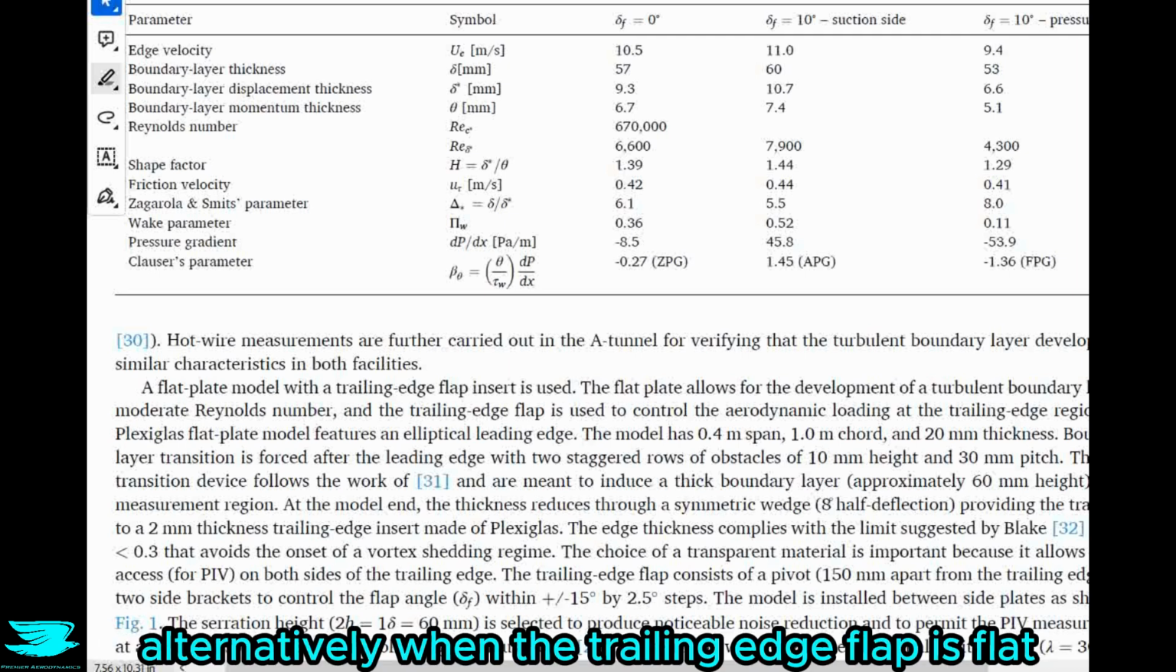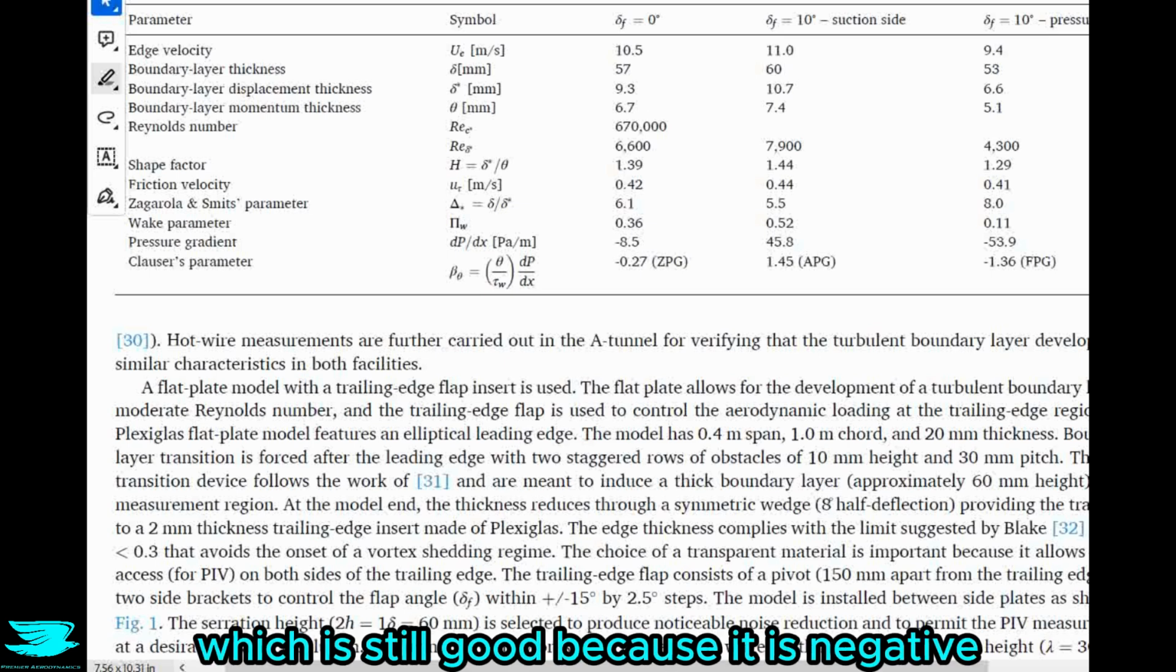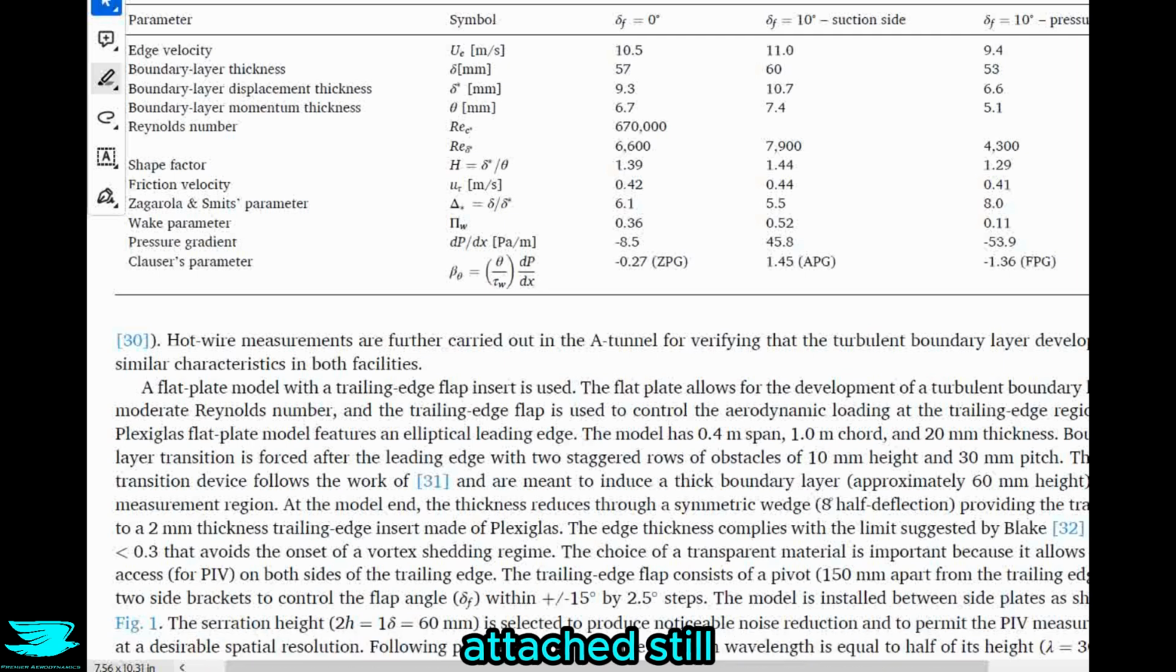Alternatively, when the trailing edge flap is flat, the pressure gradient is now minus 8.5 pascals per meter, which is still good because it is negative and that helps keep the flow attached still.